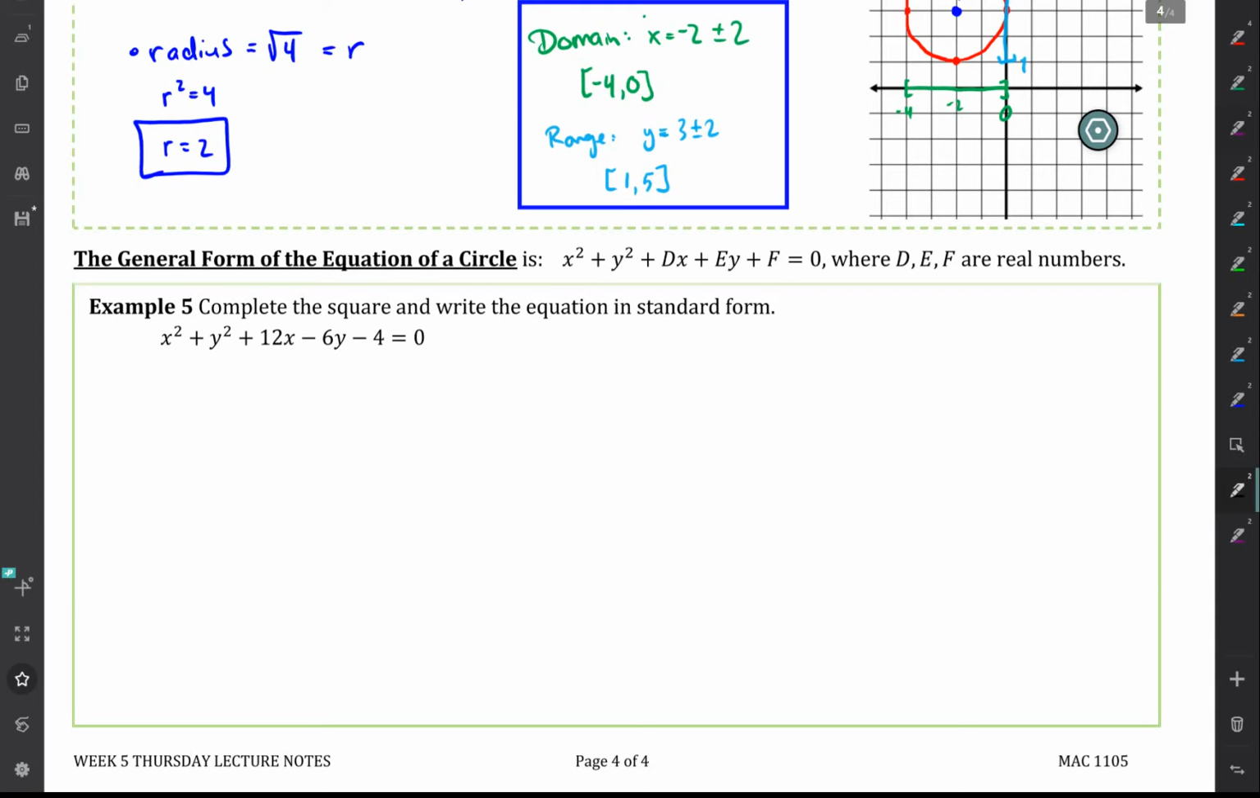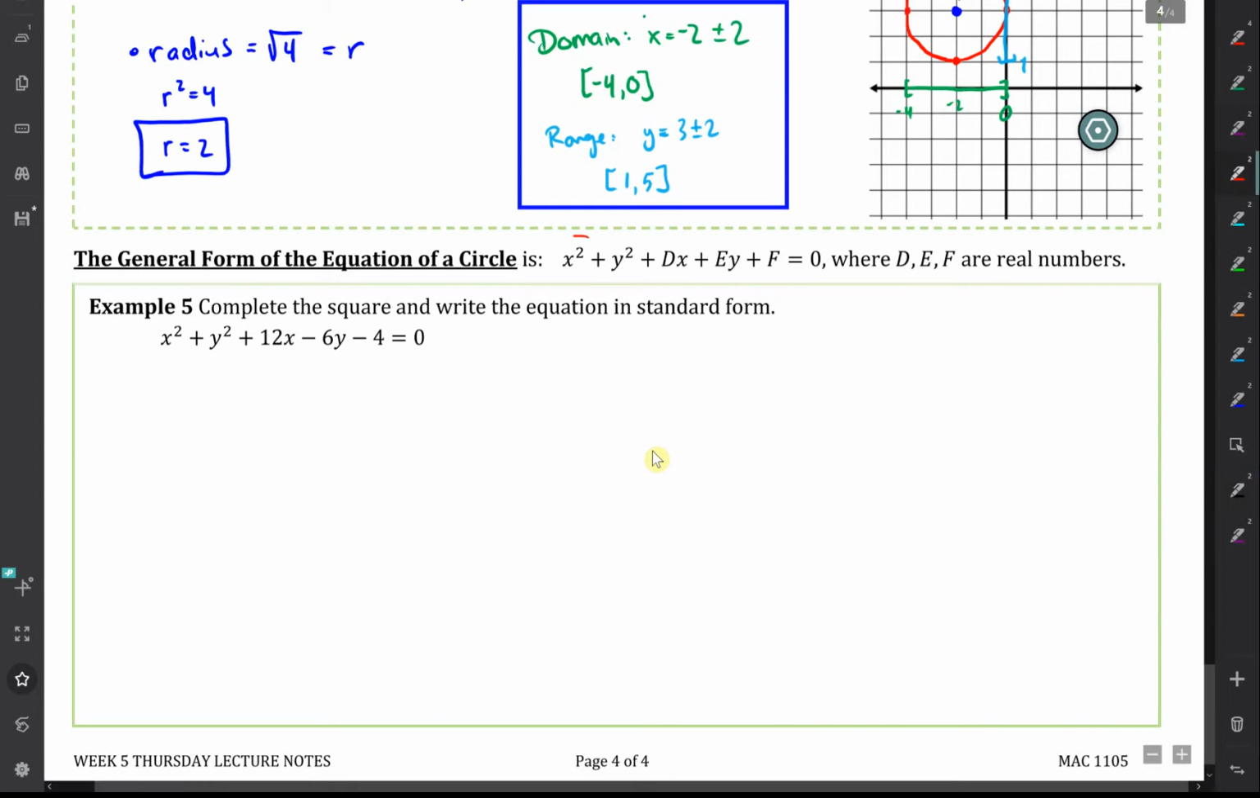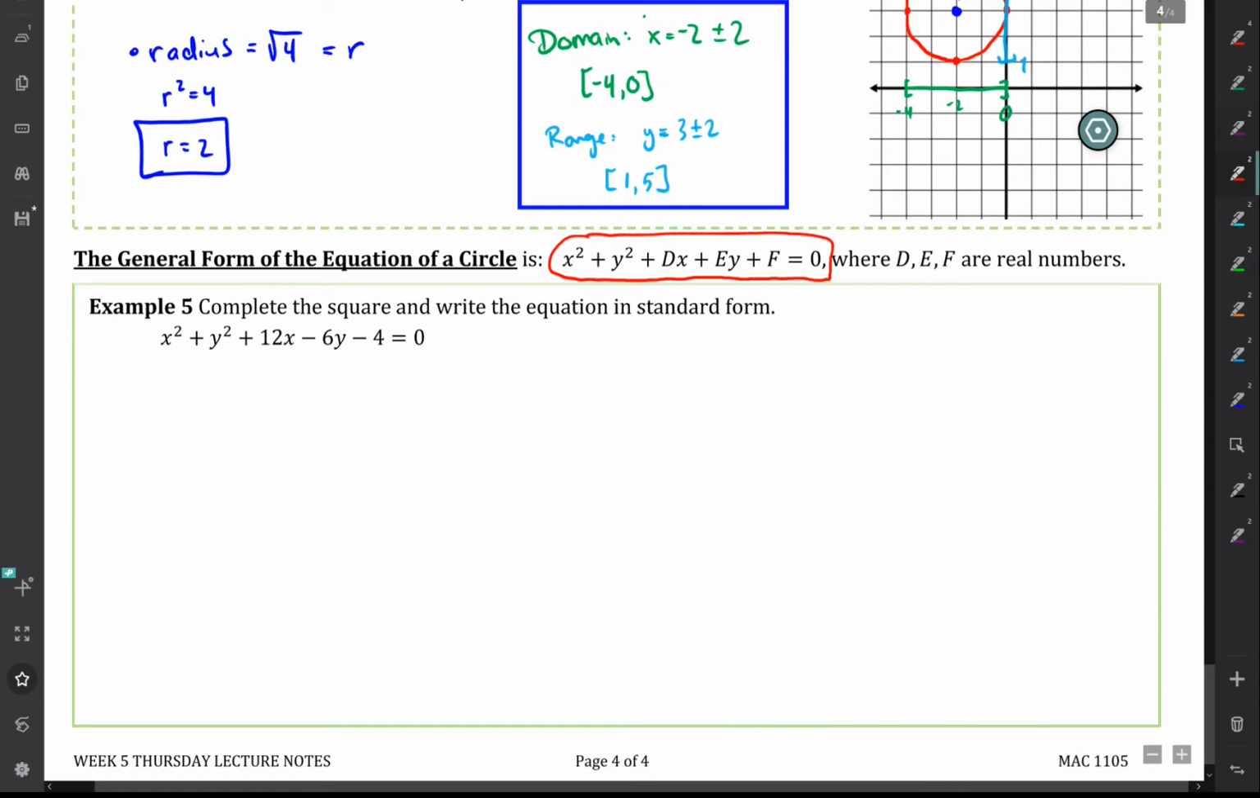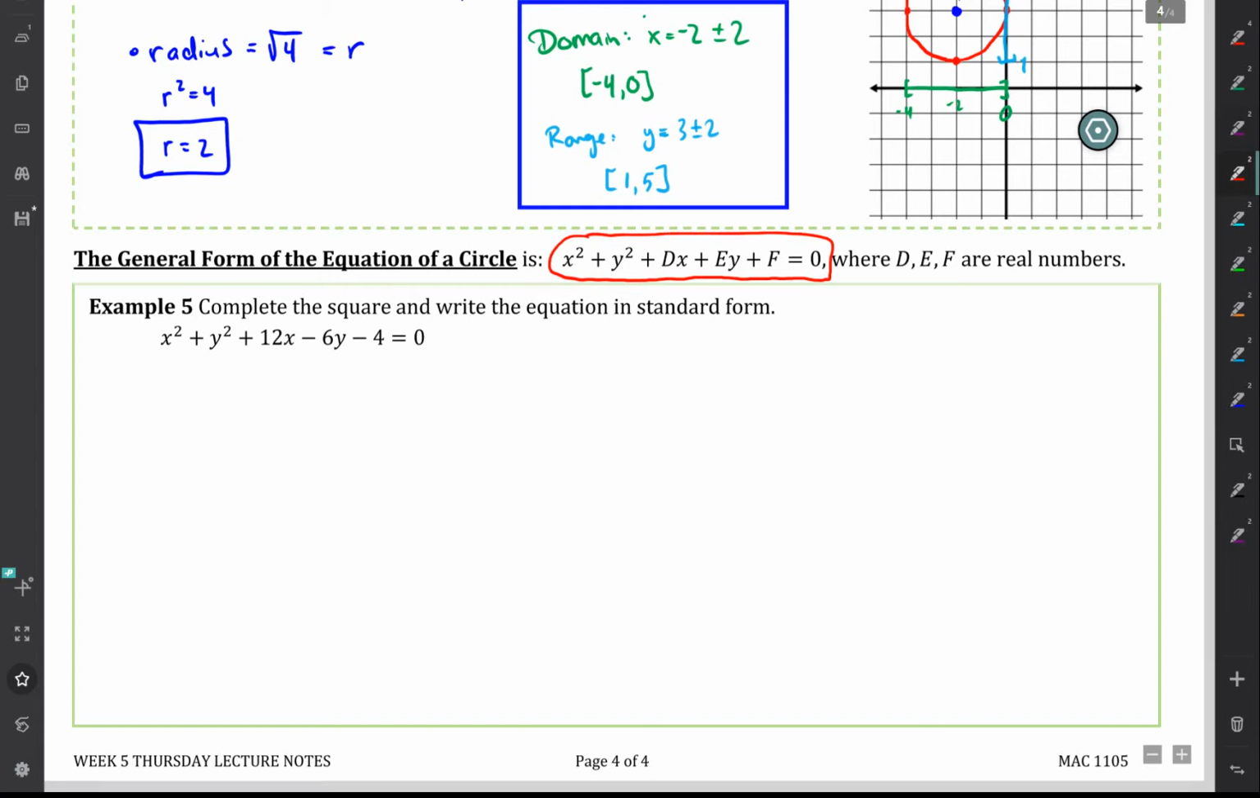So the idea here is that the general form of an equation of a circle has this form right here: x squared plus y squared plus dx plus ey plus f equals 0. That's the general form, and we're going to try and put this back into the standard form, which was r squared equals (x minus h) squared plus (y minus k) squared. Okay, so to do this you have to complete the square.